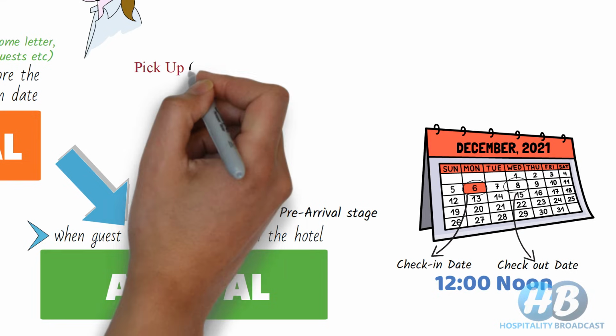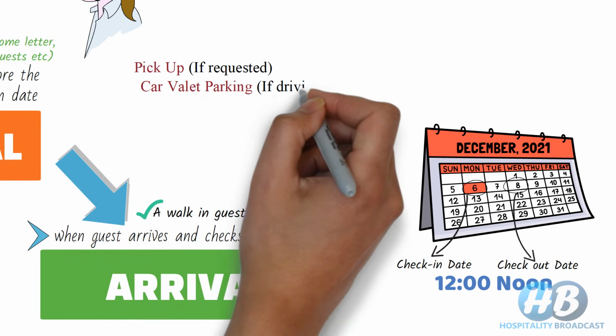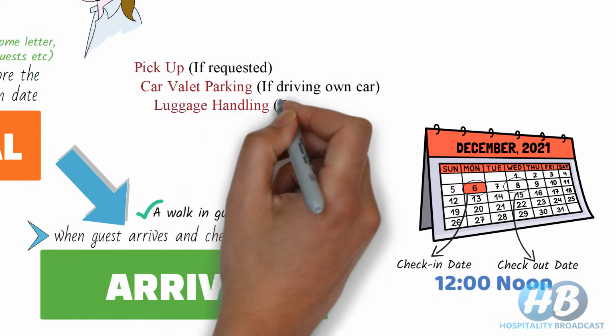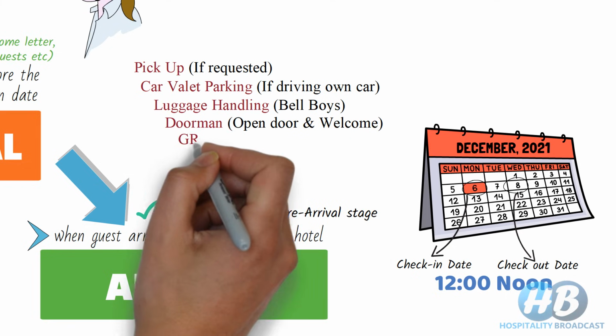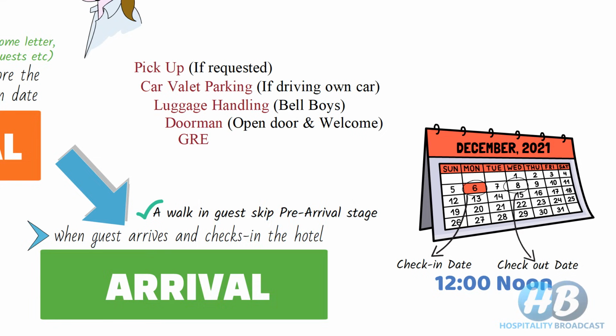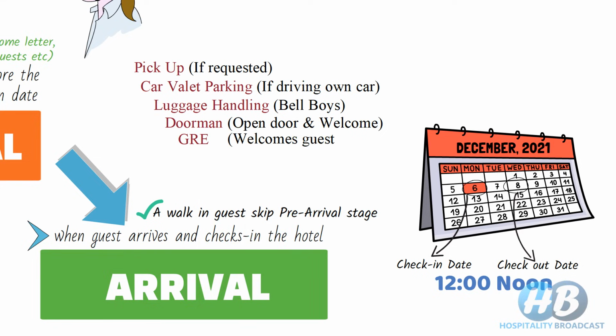When the guest arrives, pickup is provided from the pickup point if requested, such as an airport, railway station or a bus stand. Once the guest reaches the hotel, a car valet parks the car. The bellboy picks up the luggage, the doorman opens the lobby gate and a GRE, that is Guest Relationship Executive, welcomes you to the hotel. In India, some hotels welcome you with aarti, tilak or garlanding or offer a welcome drink.